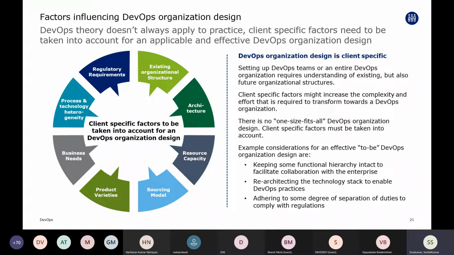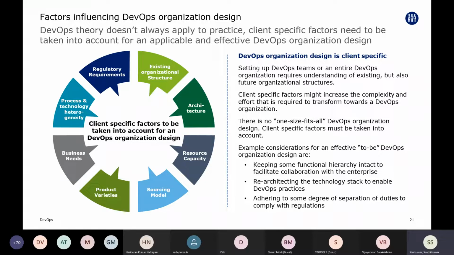I have a team, a pilot team, it's a DevOps team. We have developers, we have testers, and we have operation specialists in different tools. It's readily available. Now, based on these 3 stacks, we need to focus on what the client requirement is and what the agenda of that requirement is, and how we can fulfill the requirements in the existing process in terms of using the capacity resources. So DevOps organization design is client specific. Setting up the DevOps teams or the entire DevOps organization requires understanding of the existing but also future organization structure. So it depends on a different hierarchy.